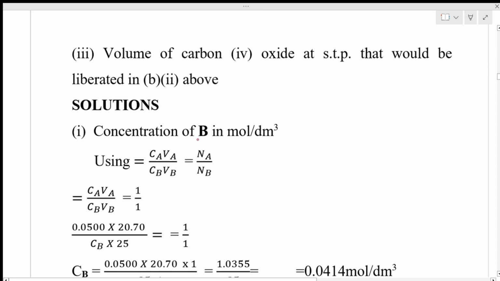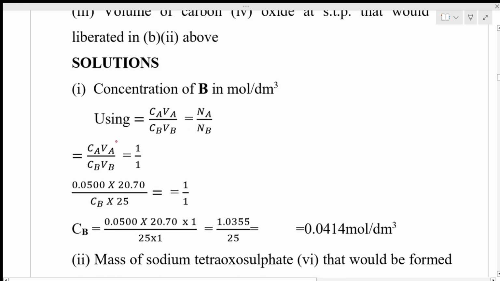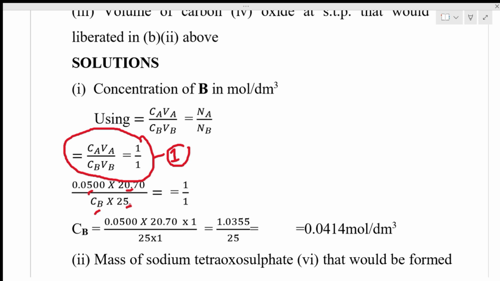Concentration of B in mole per dm³. Using our formula, from this, let us know how NECO marks. This particular expression will give you 1 mark. Now, this is the correct substitution: this is the given value of your Ca, and these are the values of the acid, the calculated value. We have the concentration of B in mole per dm³ times the volume of the acid, the volume of the pipette I'm using.